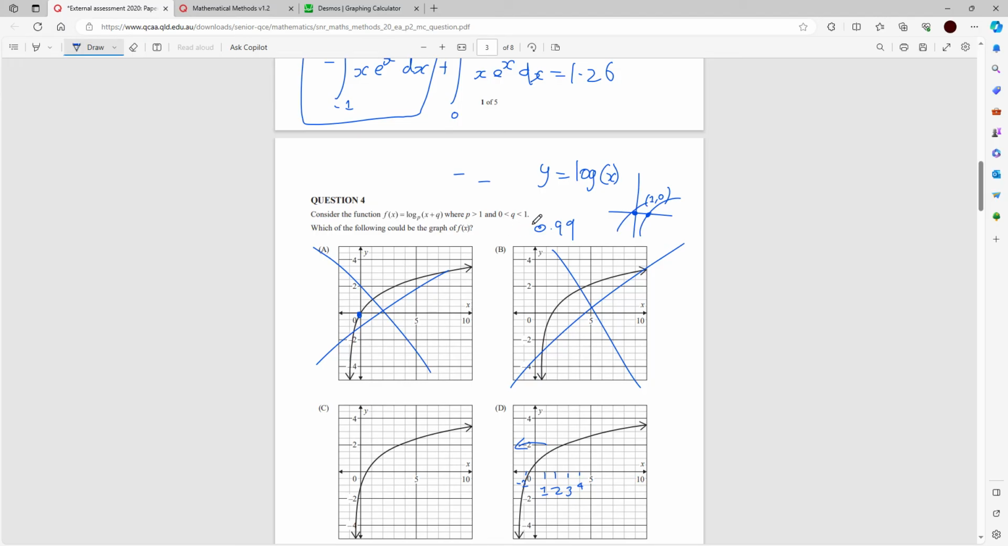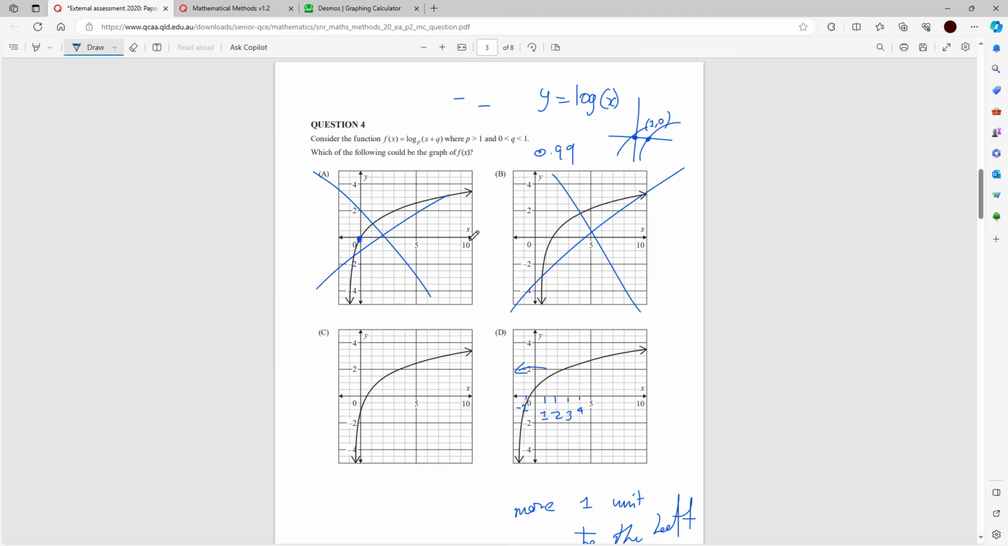It can't be that where q is positive. Yep, q is positive. Oh, it could be. q is positive. No, it can't, because q is not bigger than 1. So the reason why it can't be this is because this assumes q is greater than 1. Okay? So it can't be D either. So the answer is C.